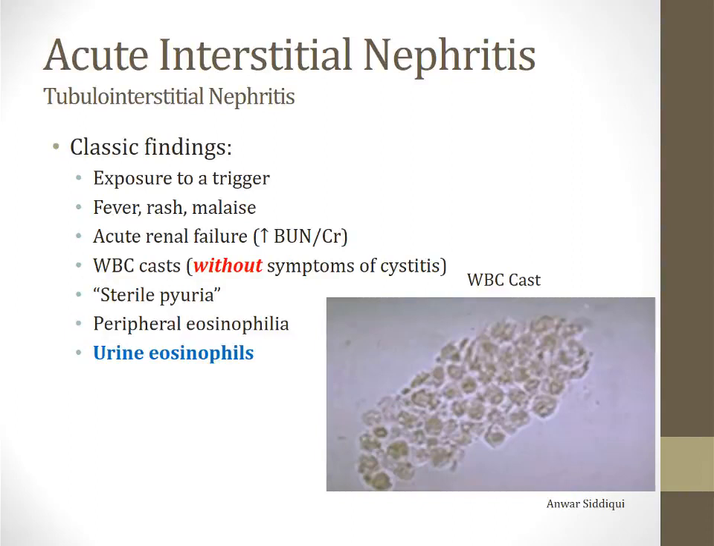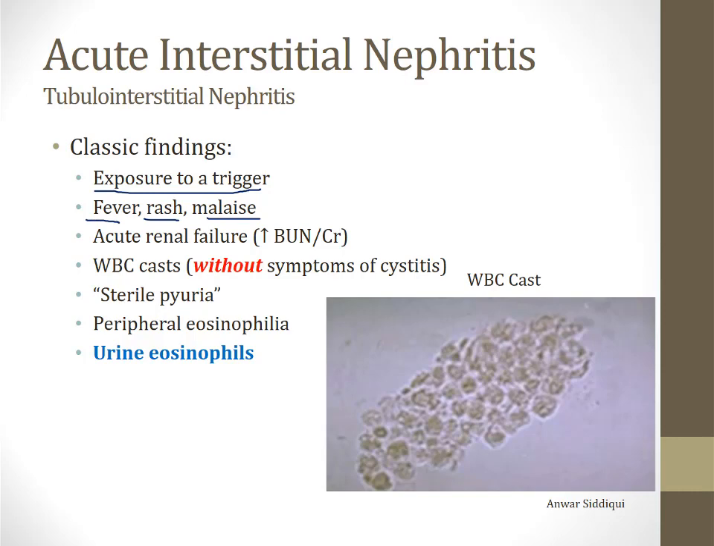So let's talk about some of the classic findings that a patient with interstitial nephritis will have when they present for evaluation. First of all, that patient will have been exposed to a trigger sometime in the last few days or weeks before they got sick. Usually it's going to be one of the drugs we talked about. They will then have evidence of inflammation and an allergic reaction. So they might have a fever, they could have a rash, and they will have malaise.